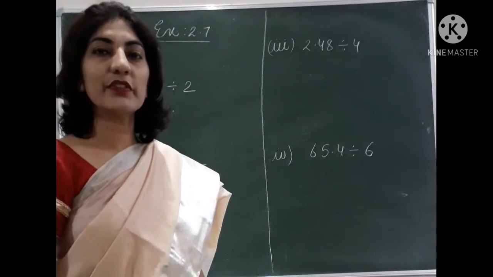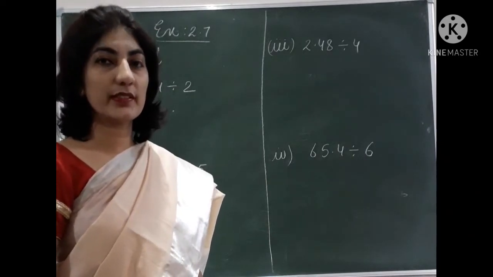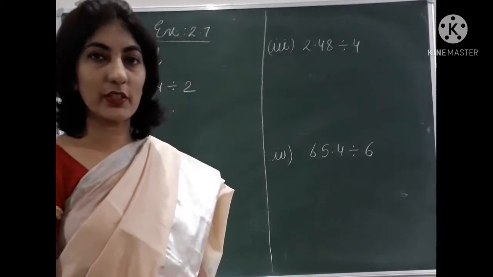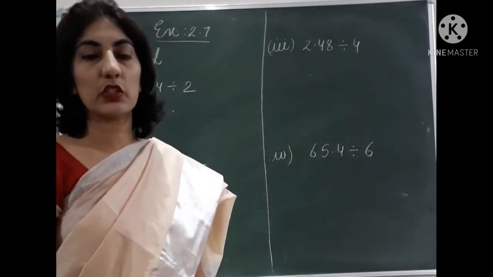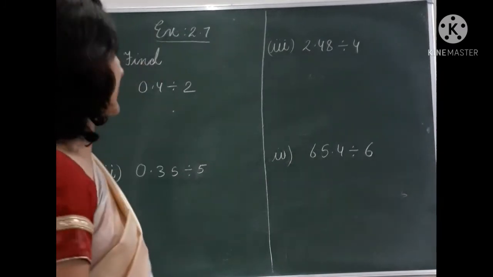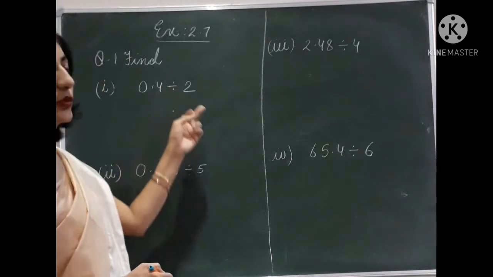Good morning children. Today we are going to start exercise 2.7. In this exercise the division of decimals concept is used, so that is all we are going to use here. A few parts of every question I will do, and the remaining will be homework for you. Starting with question number 1, find: the first part is 0.4 divided by 2.